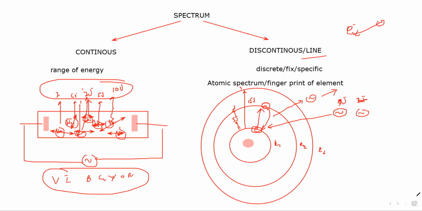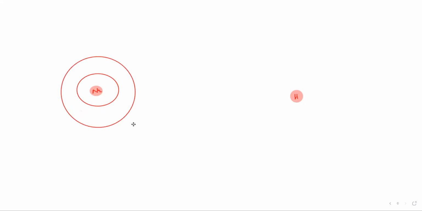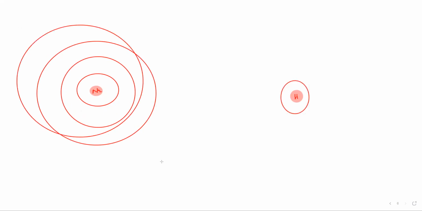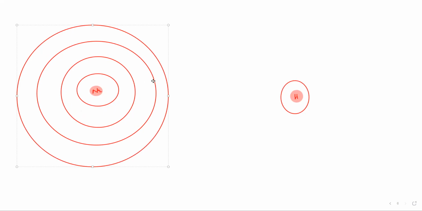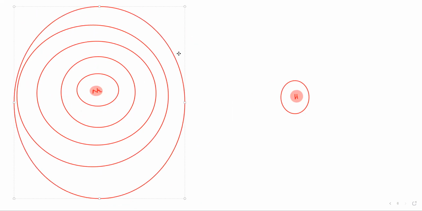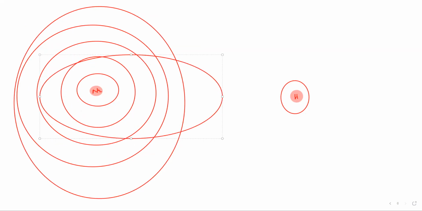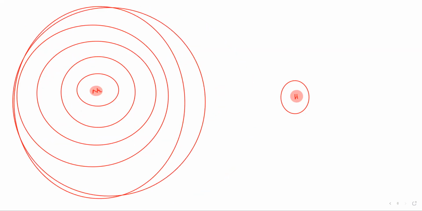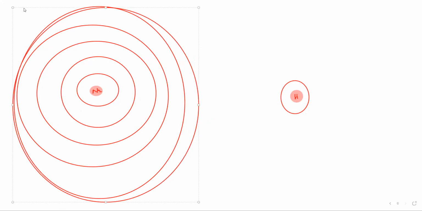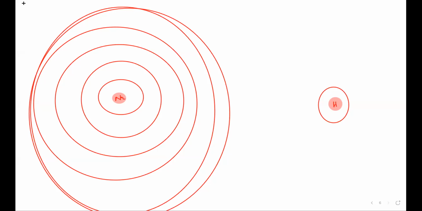So if we have a shell, and why do we call that a fingerprint of the element? What is the reason? Say you have a sodium nucleus and you have a hydrogen nucleus. Sodium has first shell 2 electrons, second shell 8 electrons, third shell 1 electron. For hydrogen, there are 7 shells, so the other shells are there, occupied or not occupied. 4, 5, 6, and the 7th one.